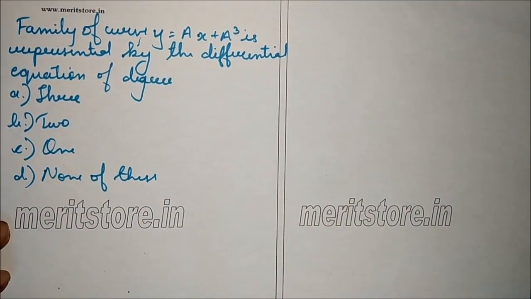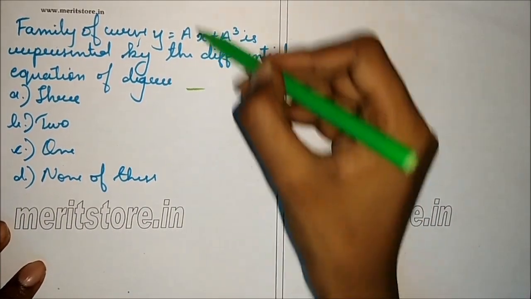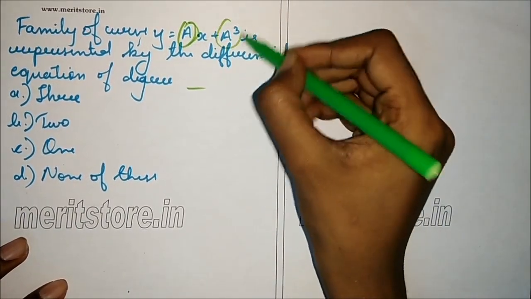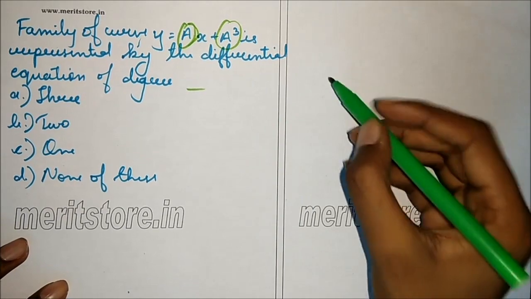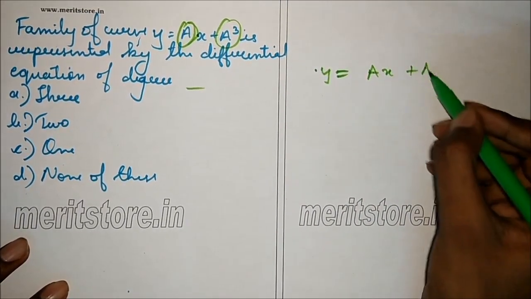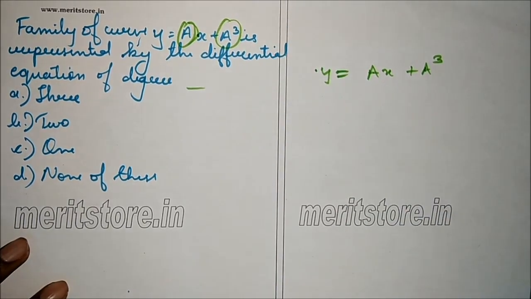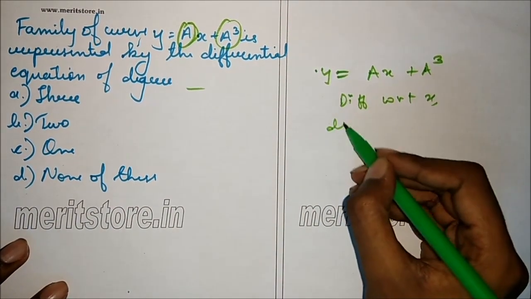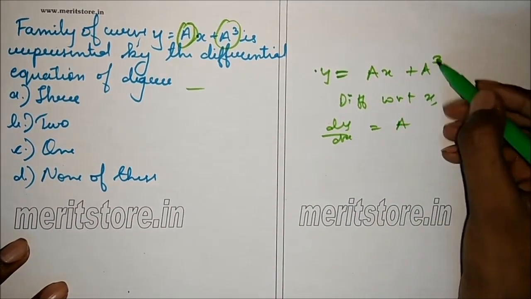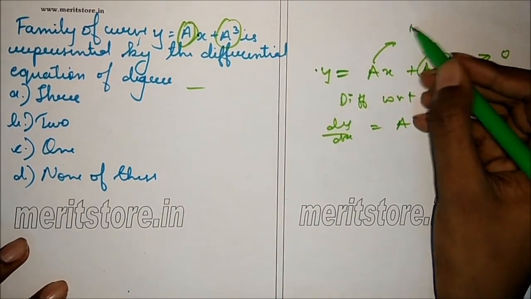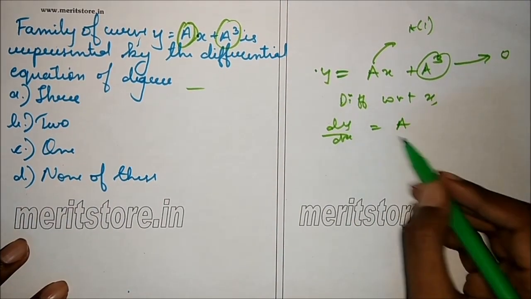Family of curves y equals ax plus a cube is represented by the differential equation of degree dash. So to convert this into a differential equation form, we have to substitute a in terms of either x or y. So y is given as y equals ax plus a cube. So differentiating this with respect to x, we get dy by dx equals a. Since this is a constant, its differentiation will be 0 and this will be a into 1. So dy by dx is a.